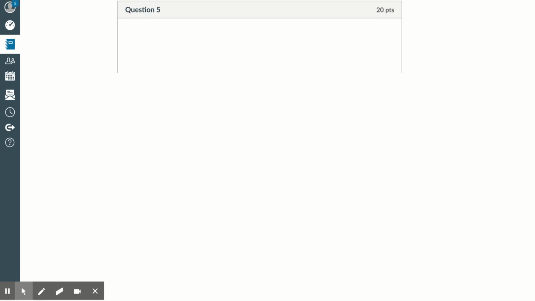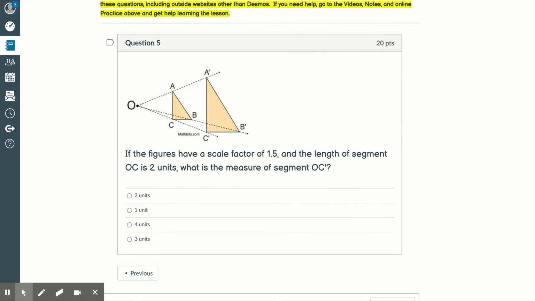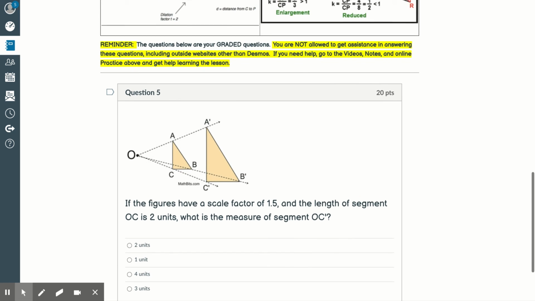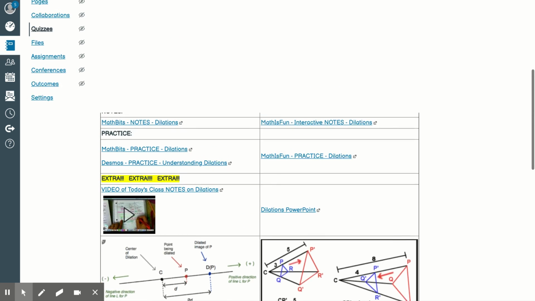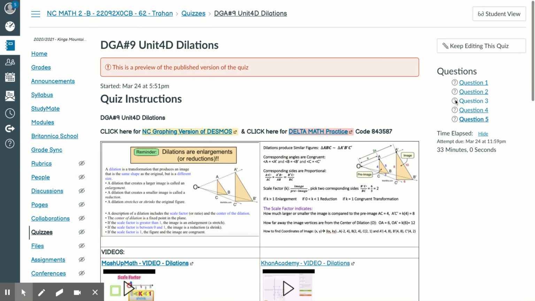All right, and then the last question. Similar picture and looks like a similar question. So this is asking you the same thing, but giving you different numbers. Okay, so refer back to this picture right here on that.